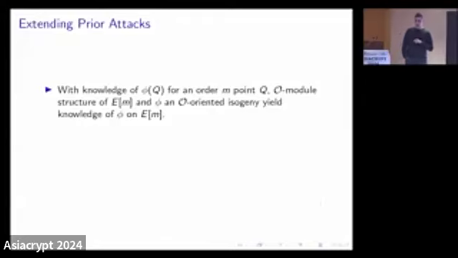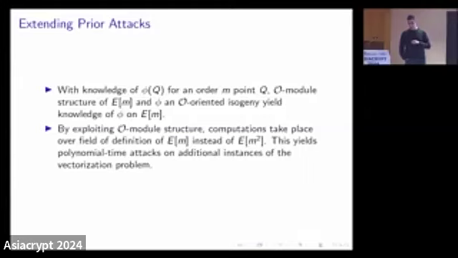So the significance of this, right, is that if we have knowledge of the image of Q under phi for an order M point, then the O-module structure of E[M], in particular the fact that it is cyclic, will together with knowledge of the image of phi yield knowledge of phi on all of the M-torsion.